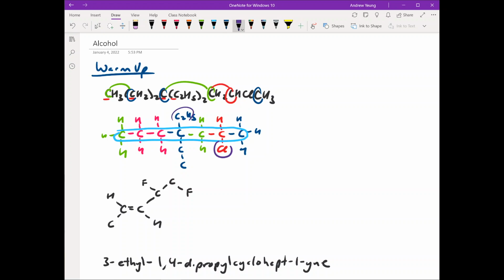I have a C2H5 branch and another 2 carbon branch. Those are going to be ethyl branches. Those 2 are actually identical to each other. They happen to both be on this middle carbon here. And then remember, when I count this parent, I always want to count it so that they're lowest number first.